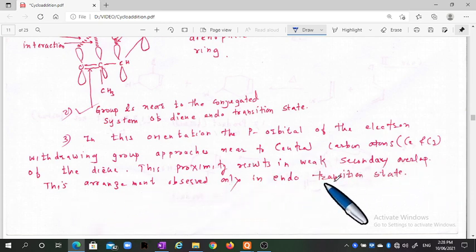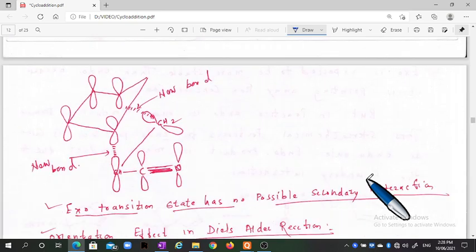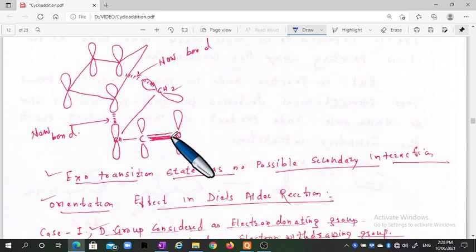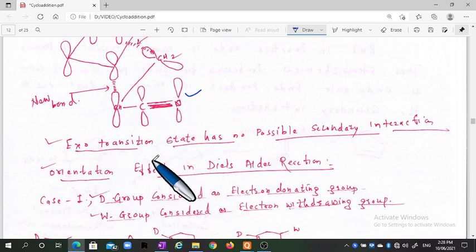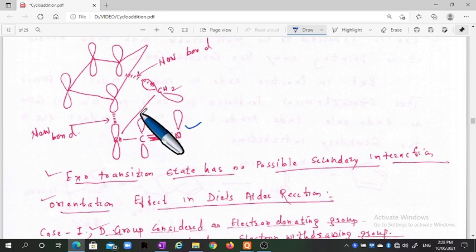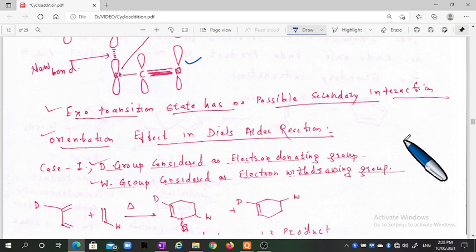This arrangement is observed only in the endo transition state. But in exo, the CO group is away from this cavity, therefore it is not possible. These orbitals will not show the secondary interaction with these orbitals. Therefore the TS of the exo product has less secondary interaction, so it is unstable compared to the endo TS. Therefore the exo transition state has no possible secondary interaction.